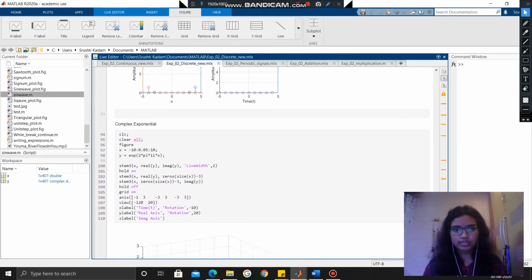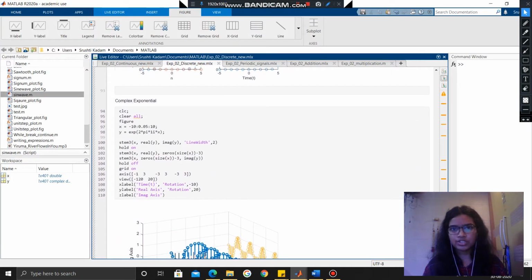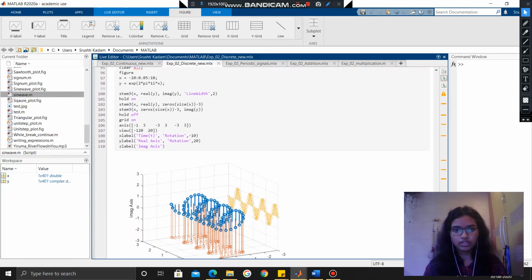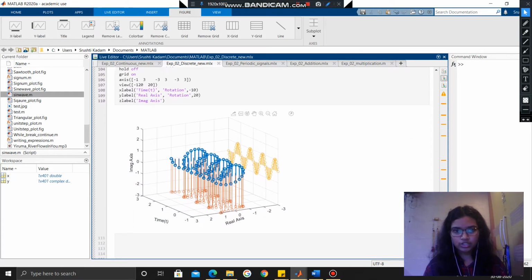And this is a complex exponential again. Here I've used stem3 instead of plot3. This red part can clearly show you how the helix is getting projected on the real axis.